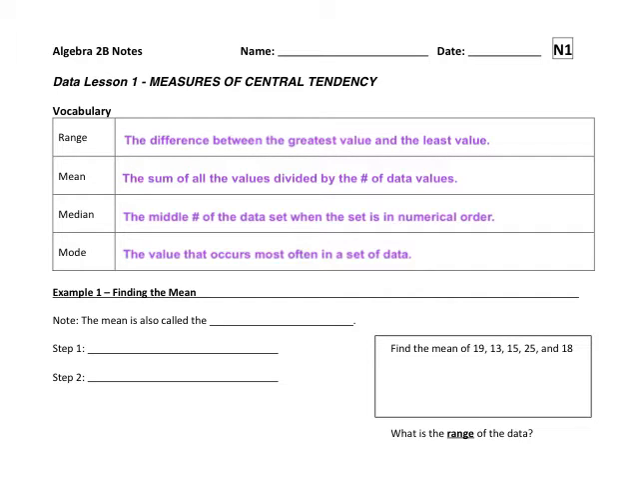Welcome to the first video for Algebra 2A. If you can make that correction on your note sheet, this should be an A here. And we are going to start our instruction with some data lessons.